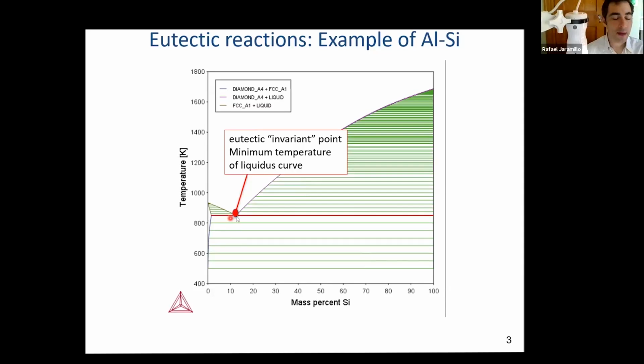So that minimum there, that minimum of the liquidus, is the eutectic temperature. It's also known as an invariant point. It's called an invariant point.